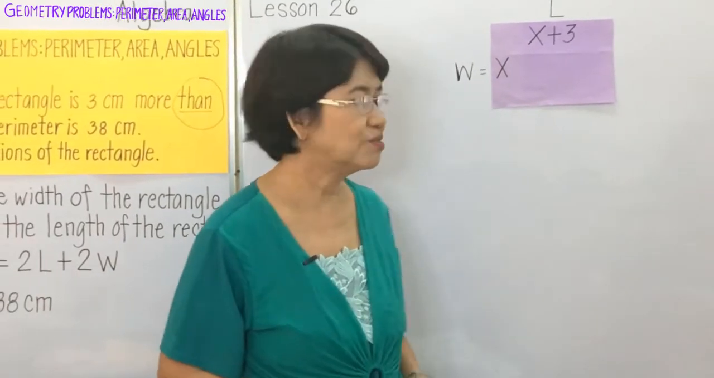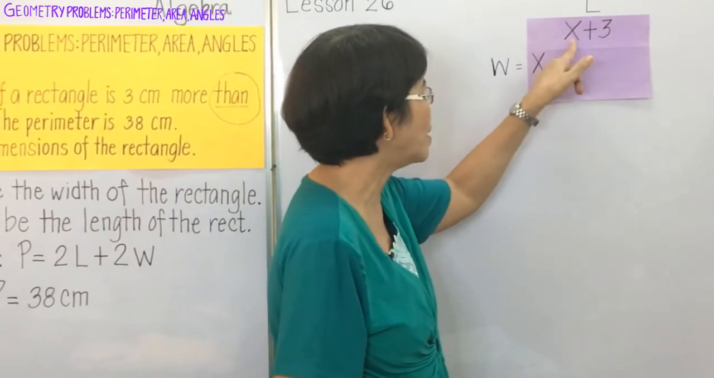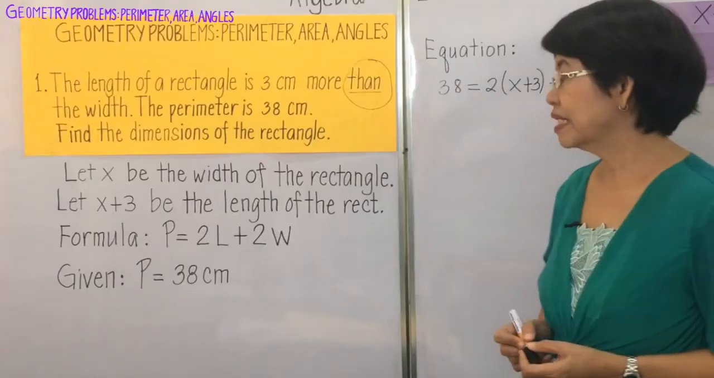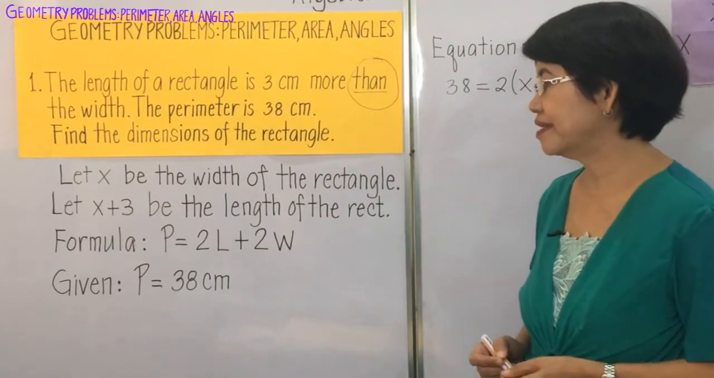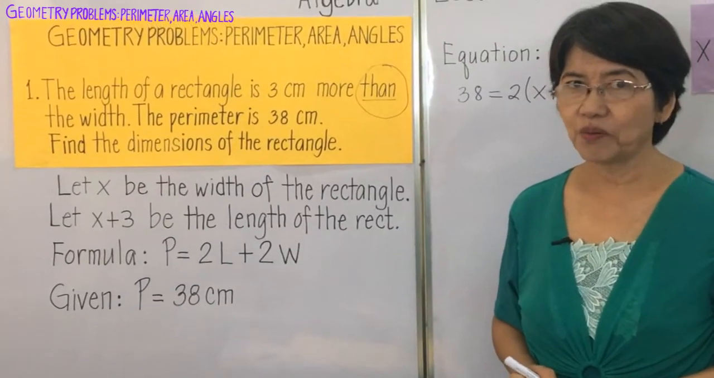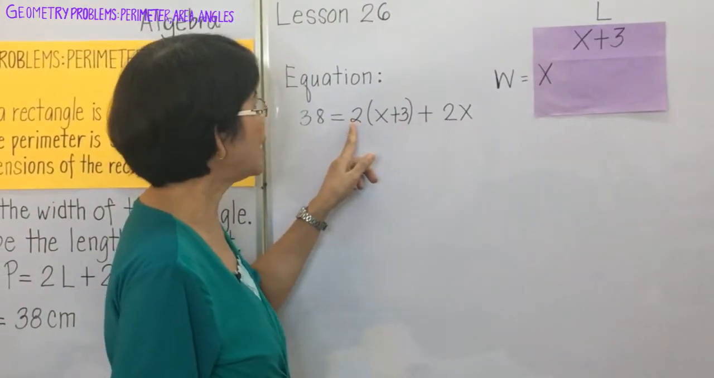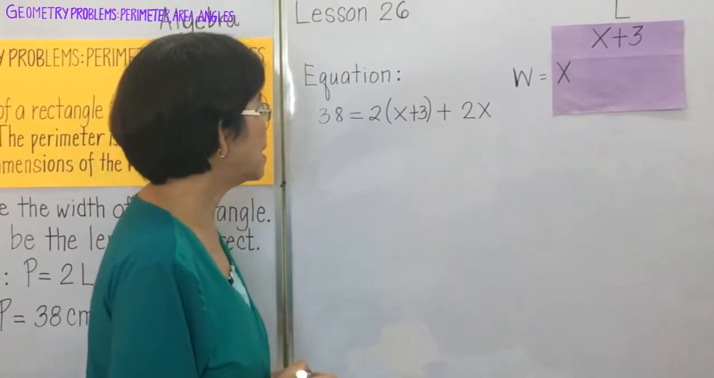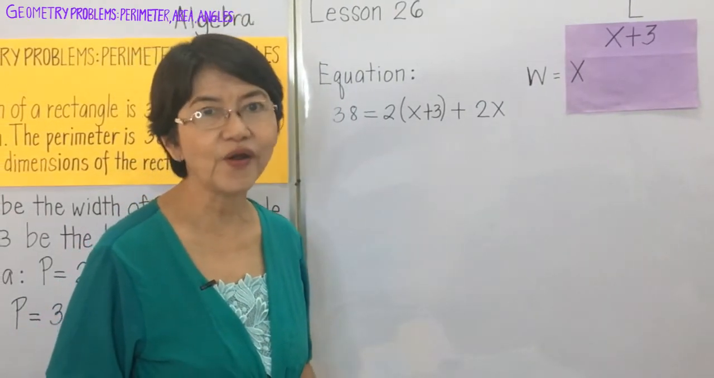And we have this illustration. The width is equal to x, and therefore the length is 3 centimeters more than x, or x plus 3. The formula for the perimeter is twice the length plus twice the width. And we are given the perimeter, 38 centimeters. So the equation for this problem is 38 is equal to twice the length plus twice the width, or 2 times (x plus 3) plus 2x. And we will just simplify this equation and solve for x.